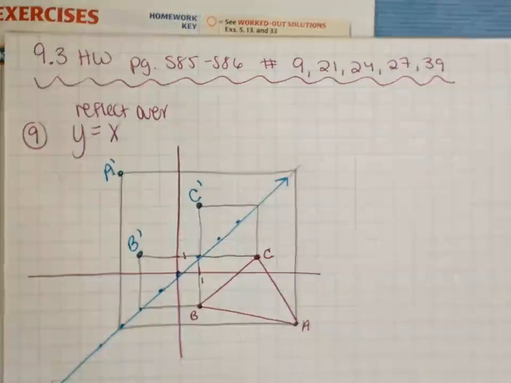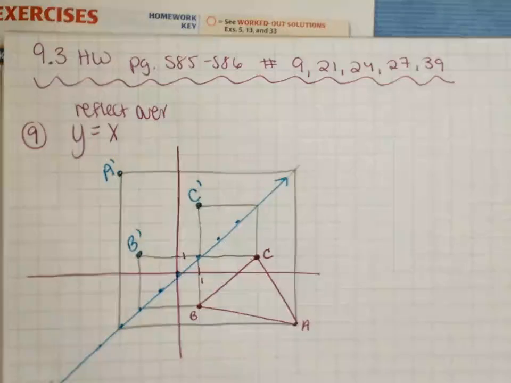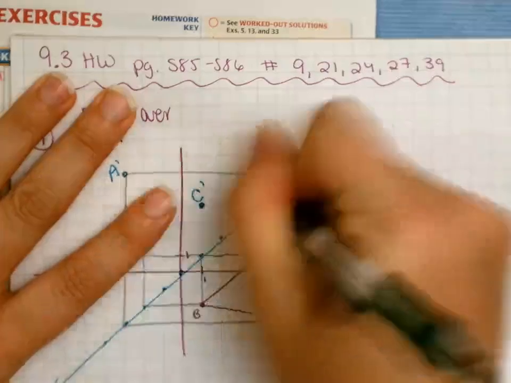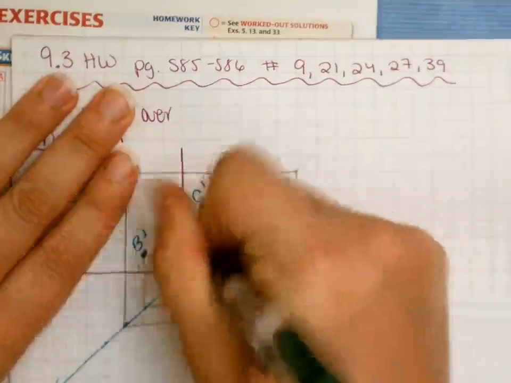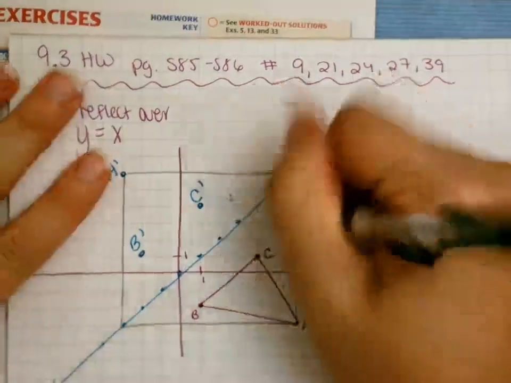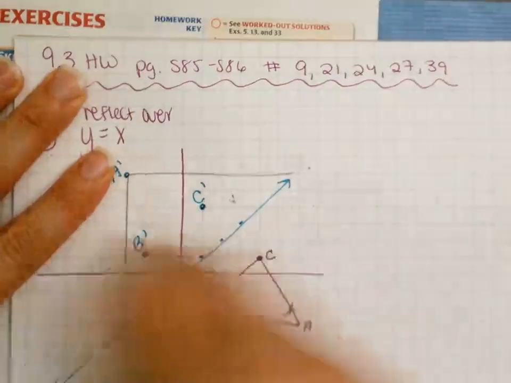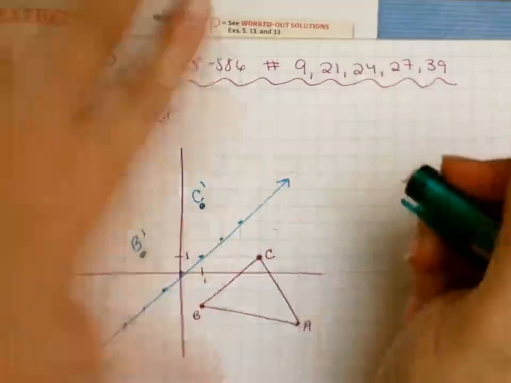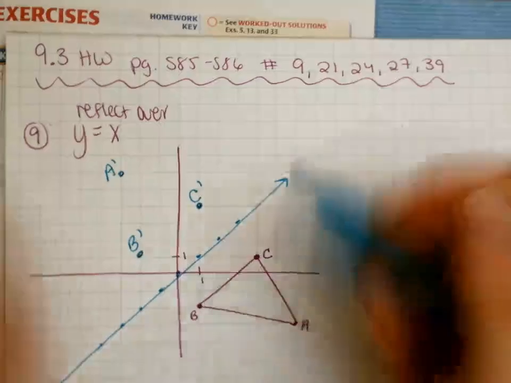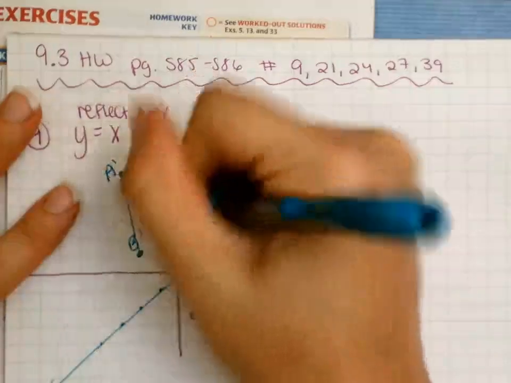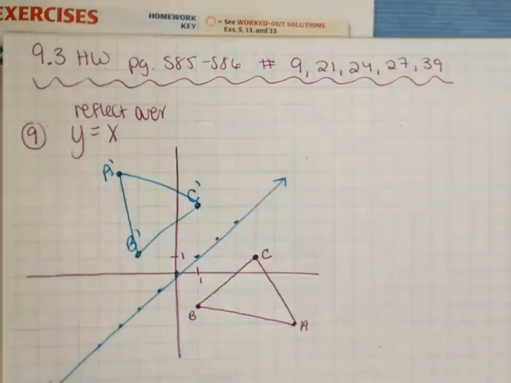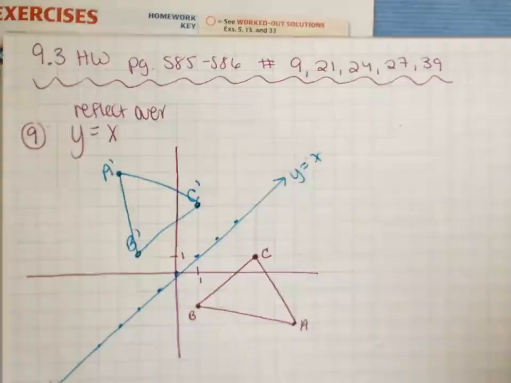And then once I do that square method, I can actually erase the squares so it's not so confusing looking. So we are reflecting over this diagonal line, so if I fold my paper on this line, my A and A prime will be perfectly on top of each other. My C and C prime will be perfectly on top of each other, and B and B prime will be perfectly on top of each other. So this has been reflected over this line, y equals x.